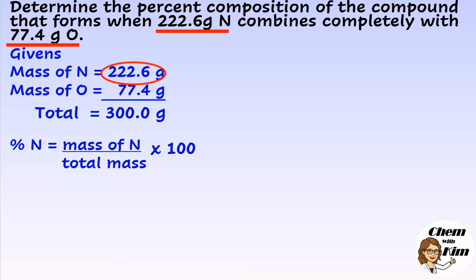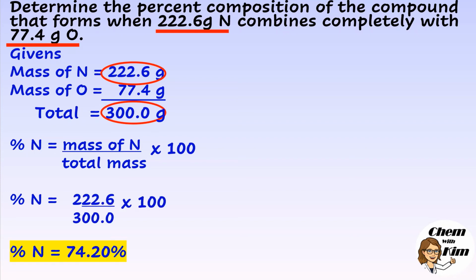We're going to take the 222.6, that's the mass of the nitrogen, that's going to go in the numerator, and the 300.00 will go in the denominator. We're going to divide those two numbers, multiply by 100, and the percent comes out to be 74.2. So we also need to find the percent of oxygen.